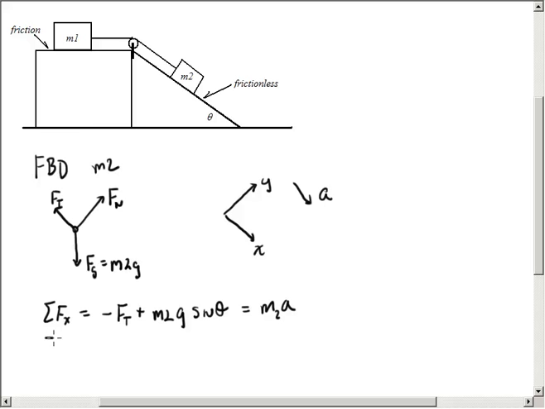For the y component, we have the sum of forces in the y direction equal to Fn minus m2 g cosine theta, and there is no movement in the y direction, so that's 0.